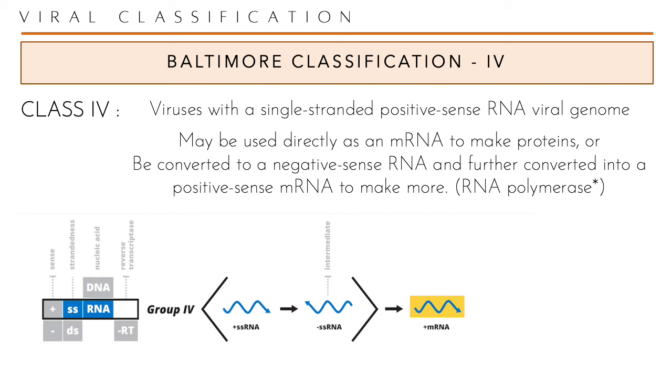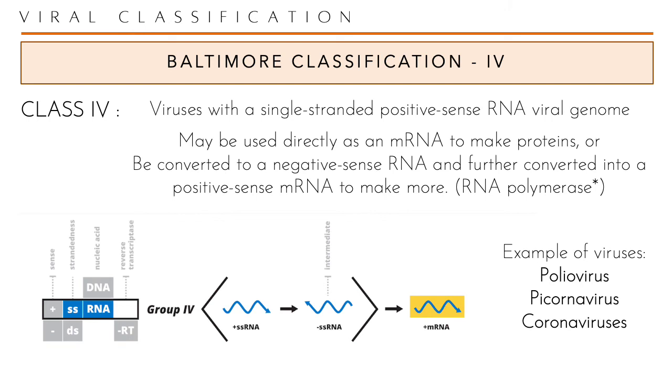Ano pa yung ibang components? You have to make proteins, you have to make genome. So you can convert, not you, the cell. The cell can convert this positive sense RNA into a negative sense first, which is what we call an intermediate, and further converted into a positive sense to make more. And that makes use of the same viral RNA polymerase.